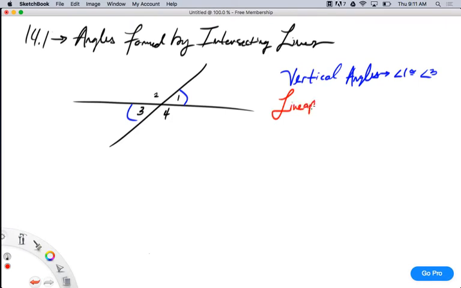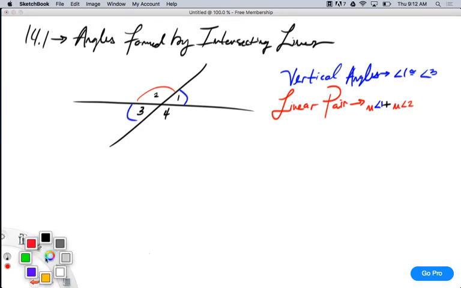Sol, give me an example, please, of a linear pair of angles. 1 and 2, good. And Devin, linear pair of angles, are they congruent or supplementary? Good. So the measure of angle 1 plus the measure of angle 2 equals 180 degrees. So the two angles are supplementary. Cool? Any questions on that?